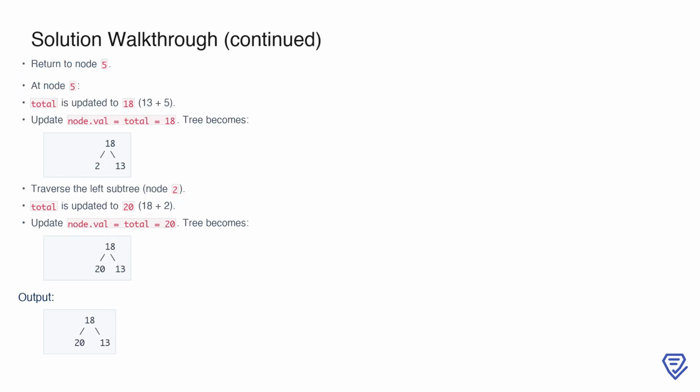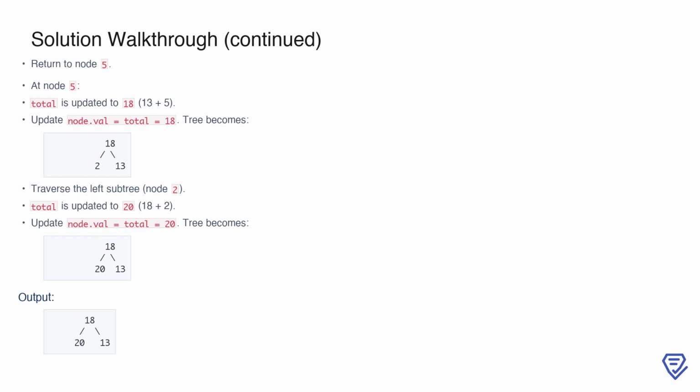We now return to the root node, which is node 5. The current total is 13, so we add the value of node 5 to it, updating total to 18. We then update the value of node 5 to this total, so its value becomes 18. Next, we move to the left child of node 5, which is node 2.